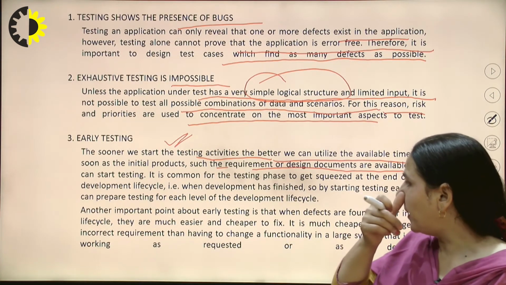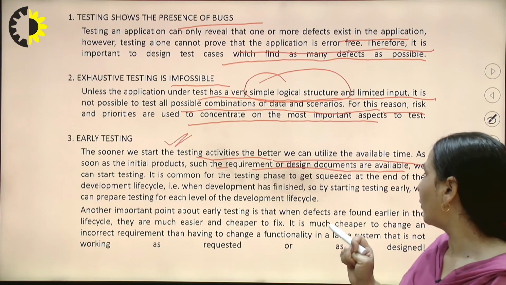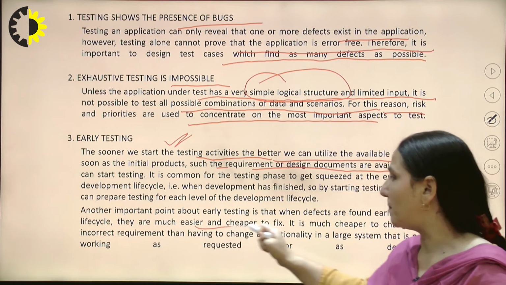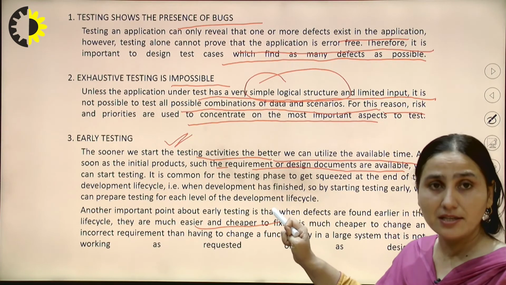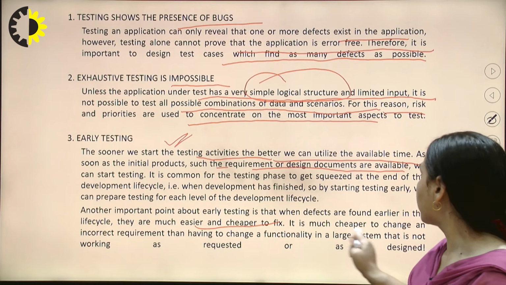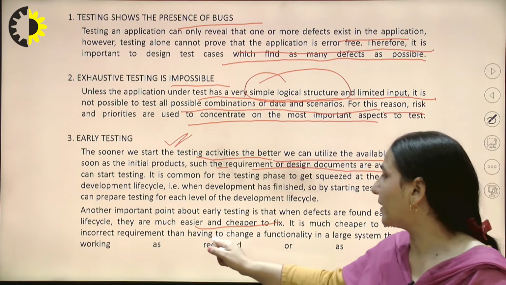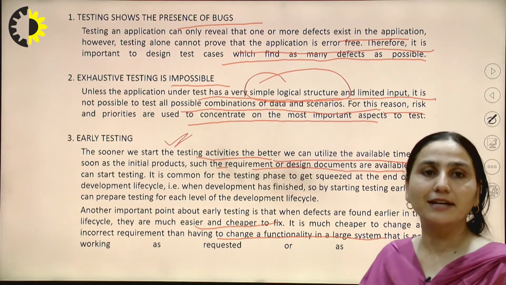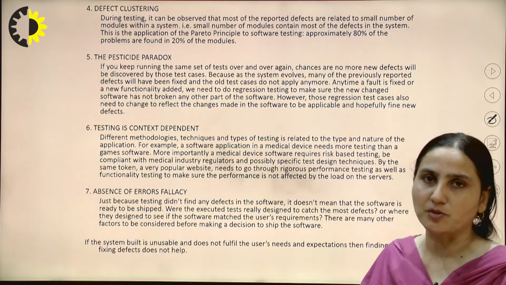Another important point about early testing is that defects found earlier in the life cycle are easier and cheaper to repair. These are the important terms: they are much easier to repair and much cheaper to repair. It is much cheaper to change an incorrect requirement than to change the functionality in the last system. So we should always try to find the errors as early as possible.